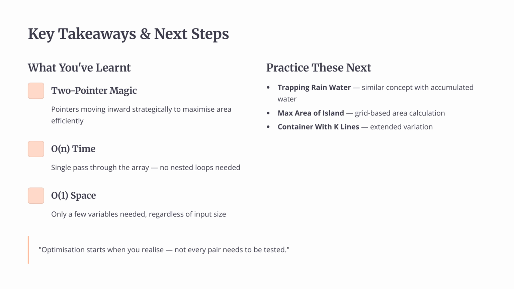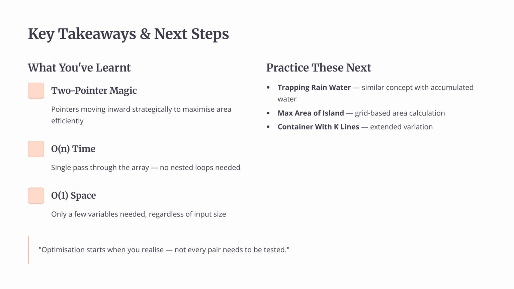Now let's wrap up with what we've learned, and why this problem is so valuable. First takeaway, the two-pointer technique is pure magic. It turns what looks like a complex O of n squared problem into a fast, simple O of n solution. Instead of checking every combination, we intelligently narrow down the possibilities.